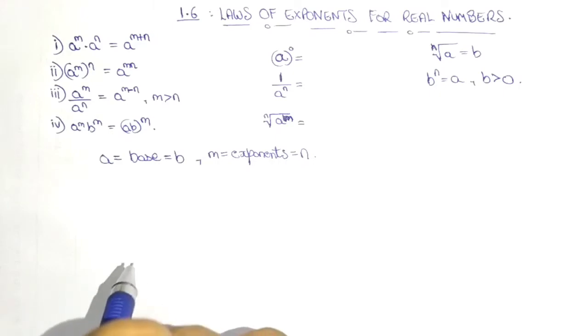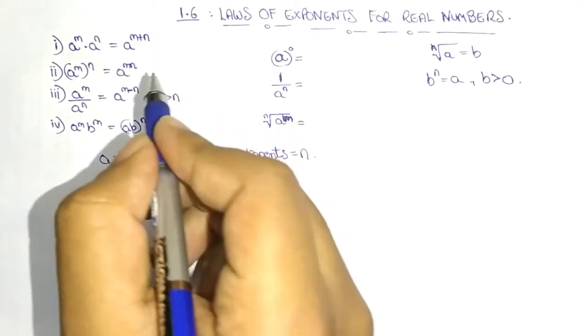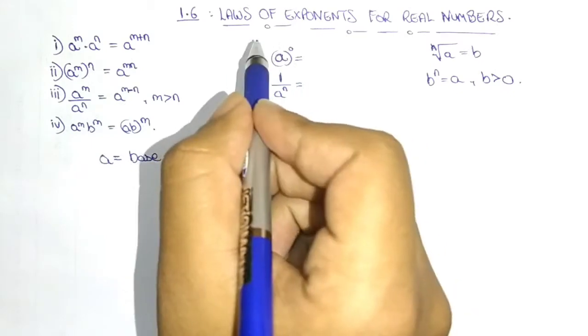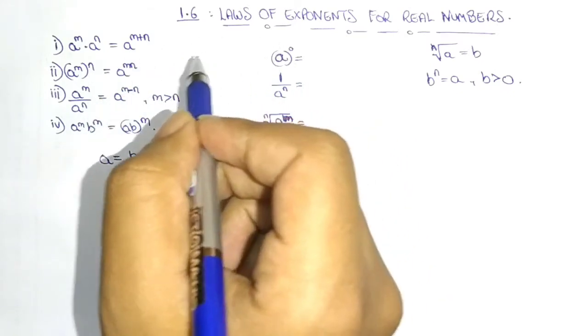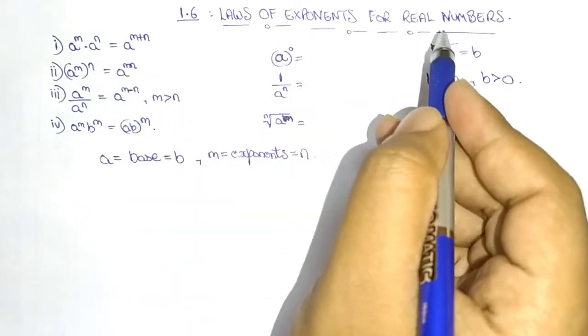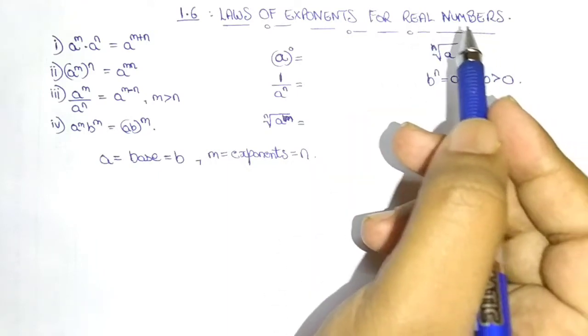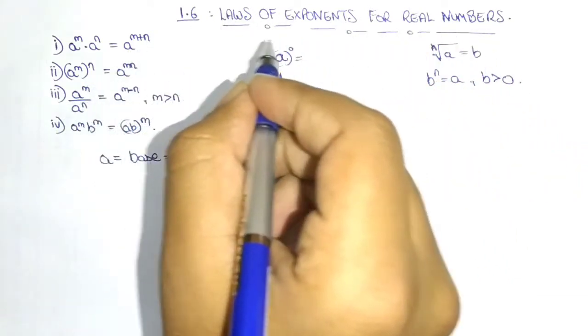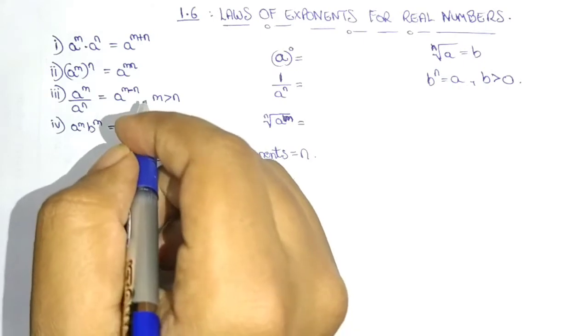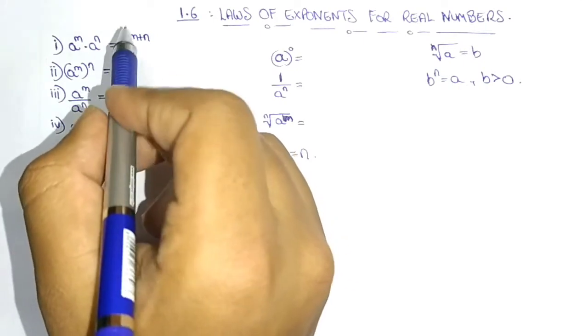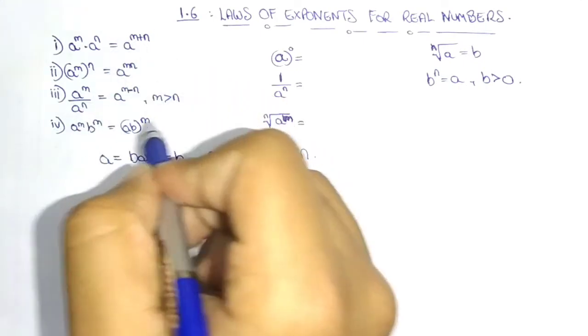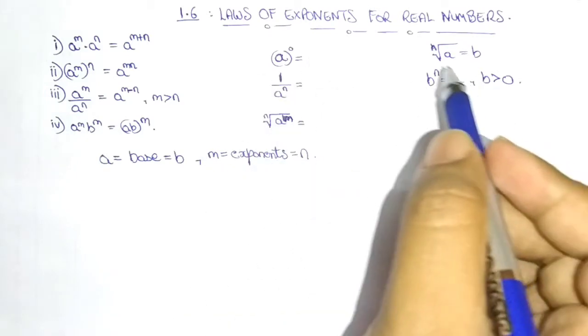Why? Because we have few concepts remaining to deal with. Today, moving forward, we have to study the exponents of real numbers. We are dealing with the real numbers. We know what a real number is, and directly we are dealing with the exponents of the real numbers. We have several laws here. I have 4 laws here and several concepts to deal with.